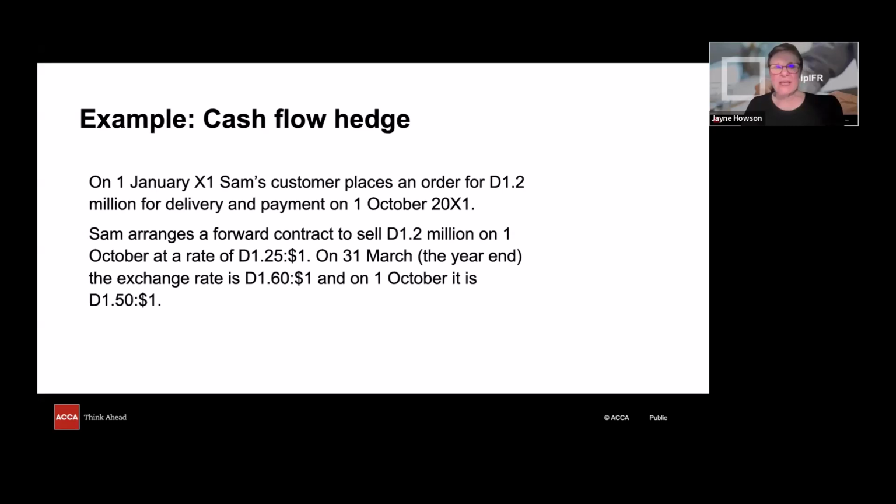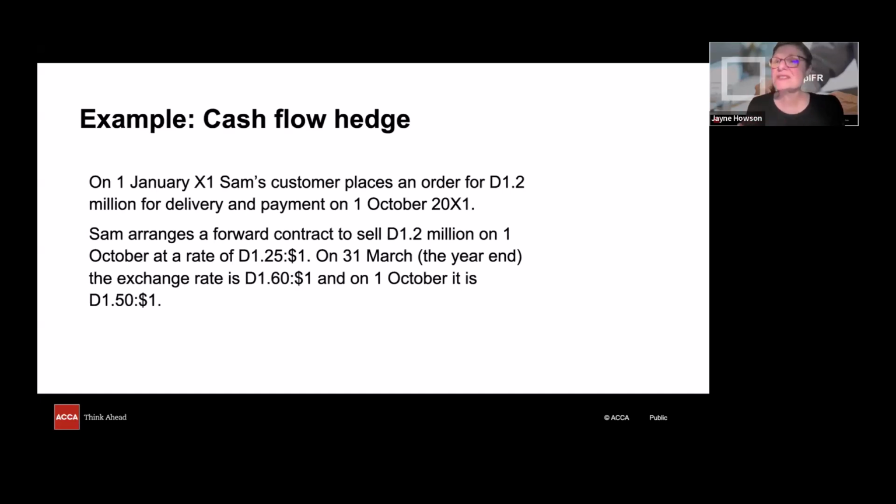Now, a cash flow hedge is one where, as we said before, we have a highly probable forecast transaction. And in this example, which I'm going to let you read through in a moment when I've stopped talking, we've got Sam again, who's got a customer this time who's placed an order. Notice the difference between placing an order and having inventory. This is not a recognizable item until the transaction actually occurs.